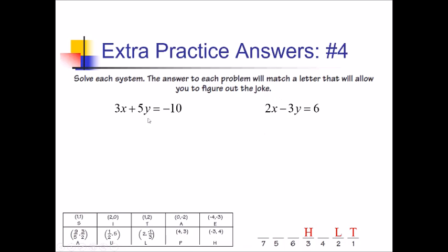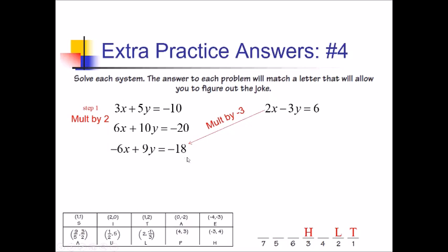Let me start by multiplying this equation on the left side by 2. I'll make this the positive 6x. So we've got 6x, and then 5y times 2 is 10y. 2 times negative 10 gives me negative 20. Now I have to multiply my second equation by negative 3, again, so that I can get a negative 6x to go against the 6x. So we've got negative 6x, and then negative 3 times negative 3y is going to be positive 9y. Now 6 times negative 3 is negative 18.